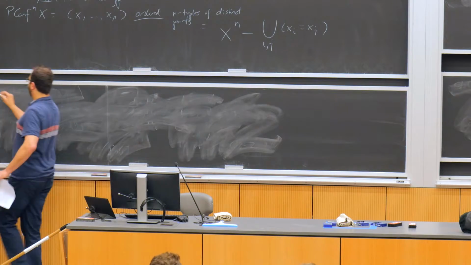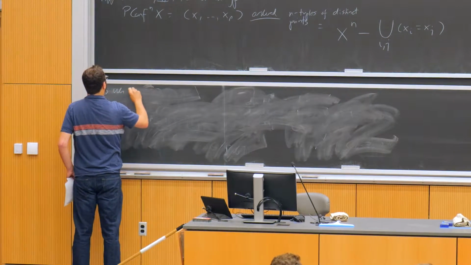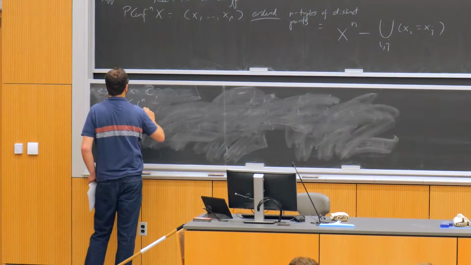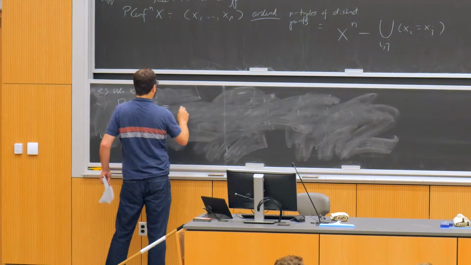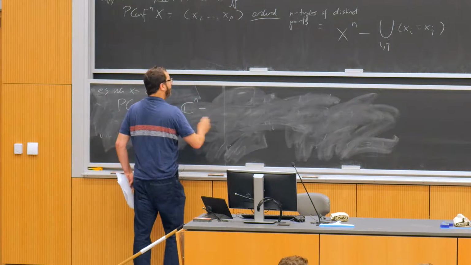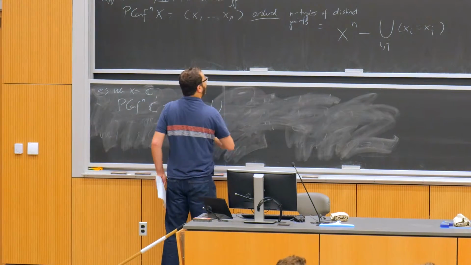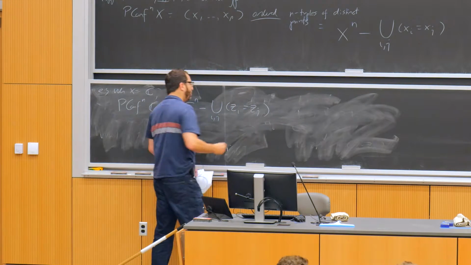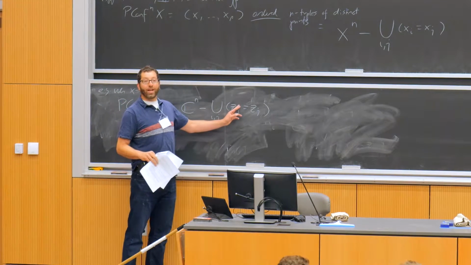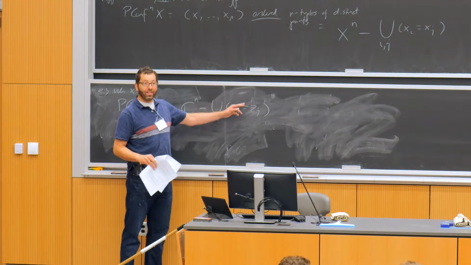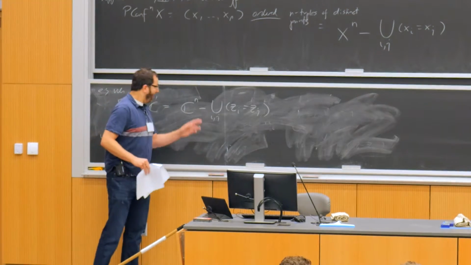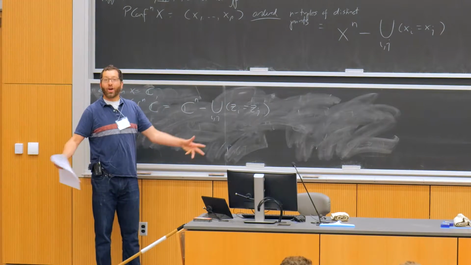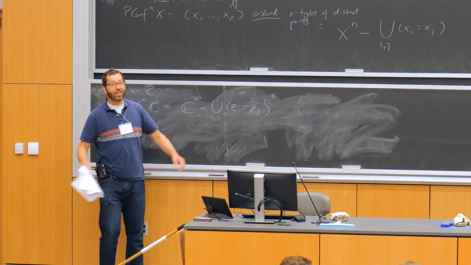So for example, when X is C, PConf_n of C is just C to the n minus the union over all i and j of the locus where z_i equals z_j, which if you like is a hyperplane, right? It's a codimension 1 linear subspace. Okay, so what did I do? I took a vector space over C and I removed a bunch of hyperplanes. That's called a hyperplane complement for obvious reasons.